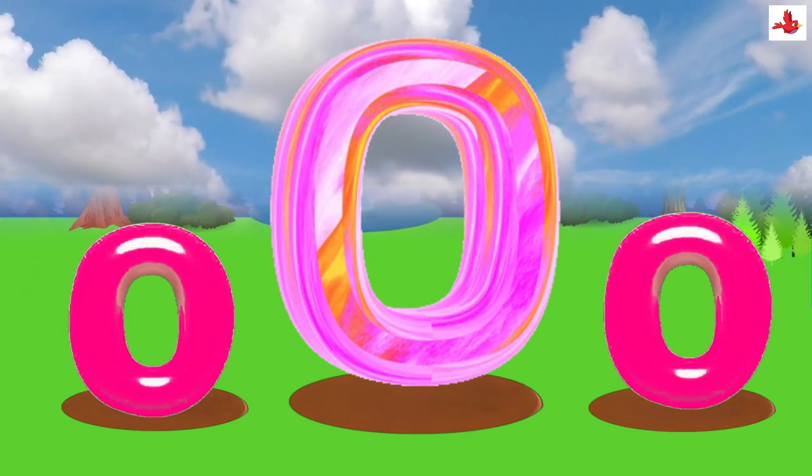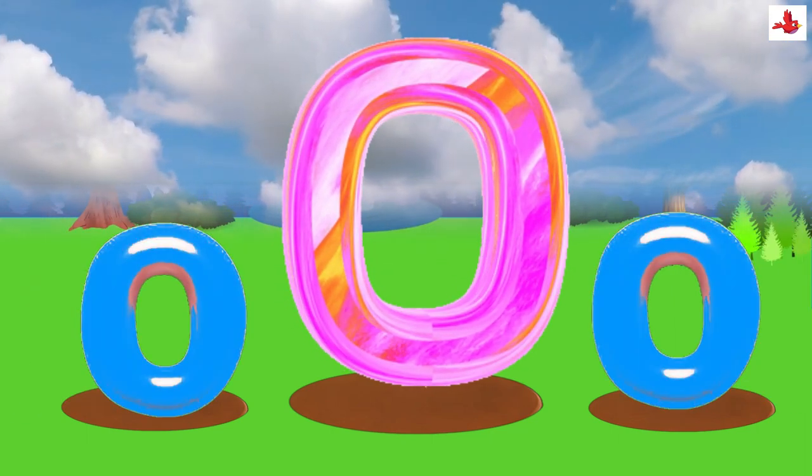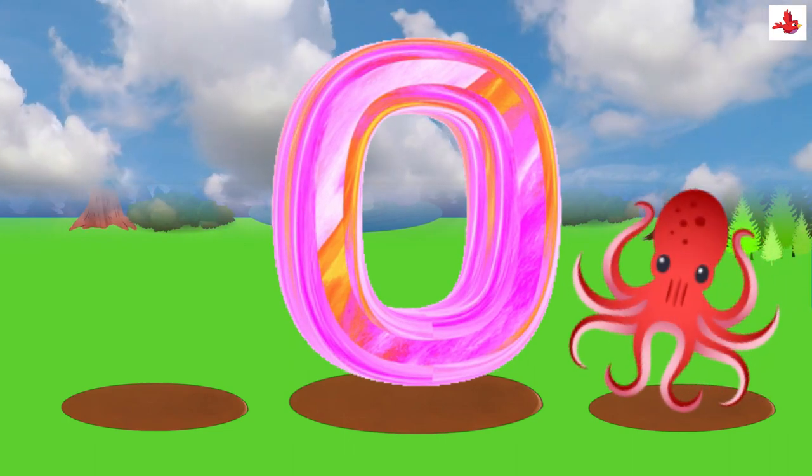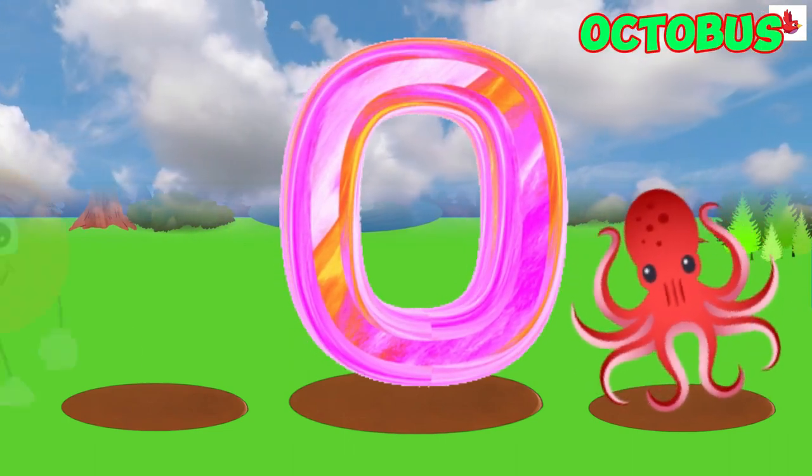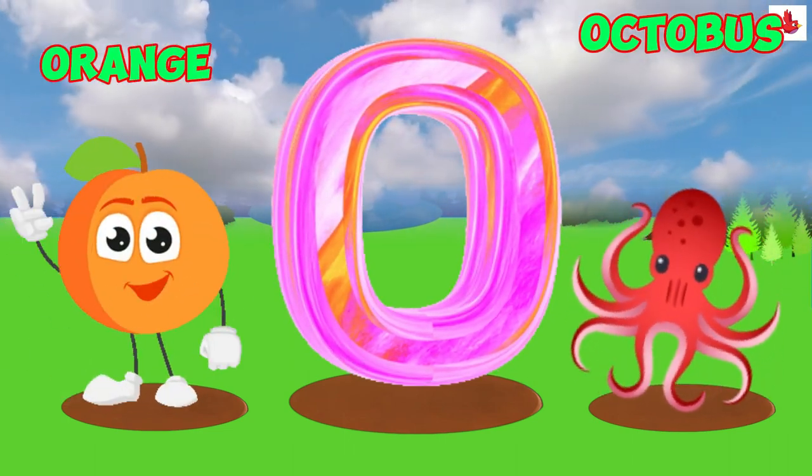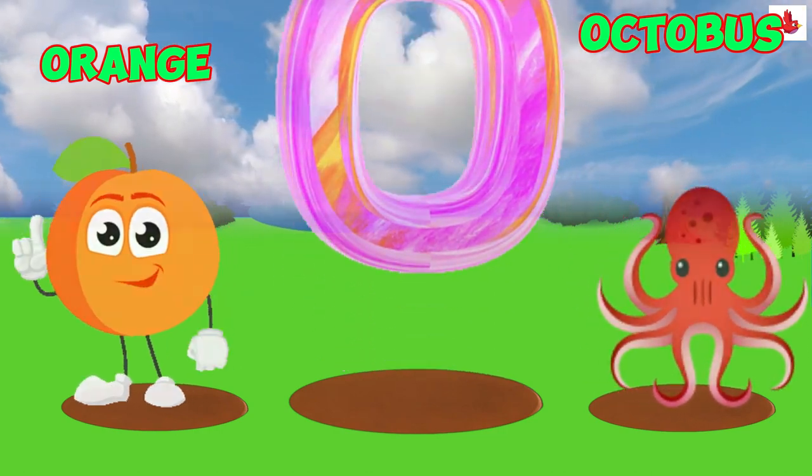O. This is the letter O. O is for octopus. O, O, octopus. O is for orange. O, O, orange.